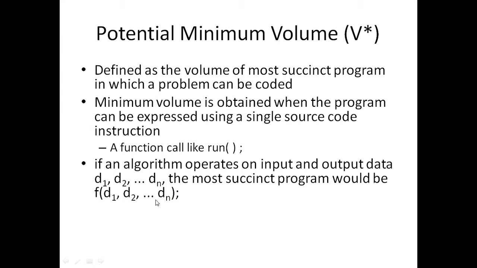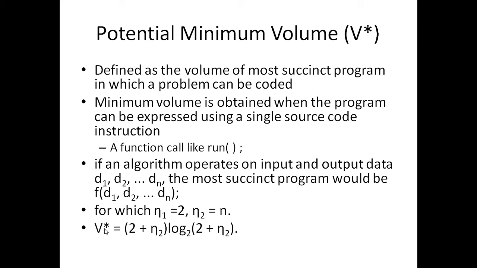If we consider this statement, this is the minimum line of code that will be required to represent some function. If we consider this f, the total number of unique operators will be 2. A function call will be considered as a single operator. Then we have a semicolon, which will be considered another operator. Then if we consider the number of unique operands, D1, D2, Dn will all be considered unique operands. So here eta1 equals 2. We have 2 unique operators and there will be n unique operands.